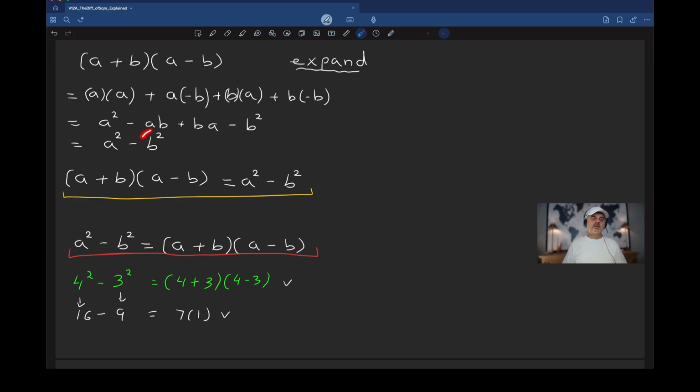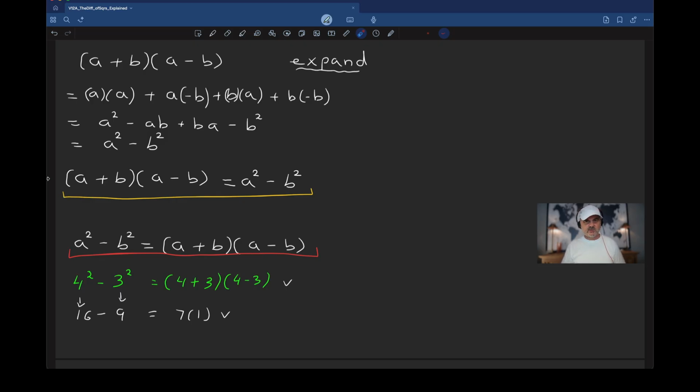So negative ab and positive ab, because ba, if you understand the rules, is the same as ab. Negative ab and positive ab cancel each other out. There you go. This is the difference of squares because we have exponents involved. This is the formula, the difference of squares, that we will be using in the examples down below.